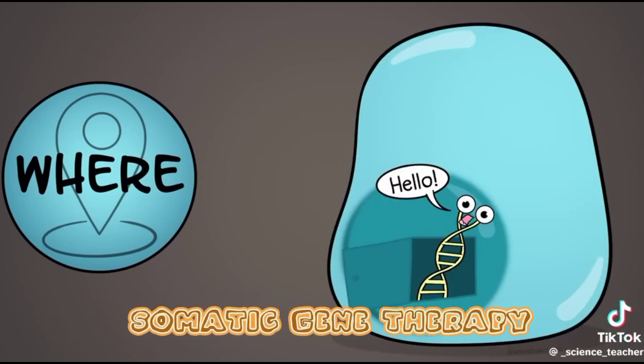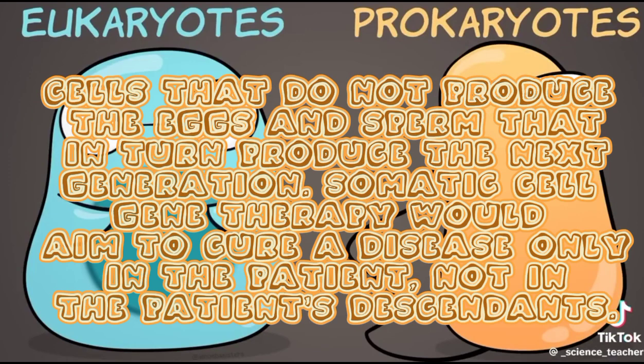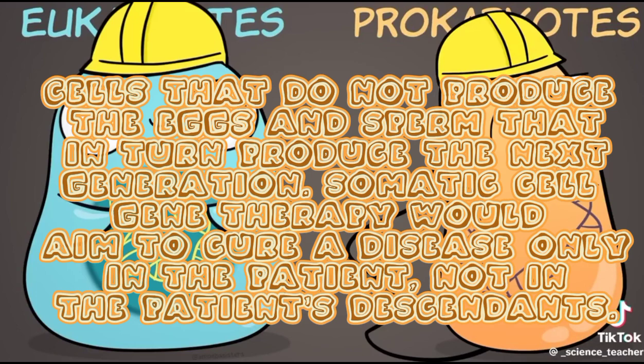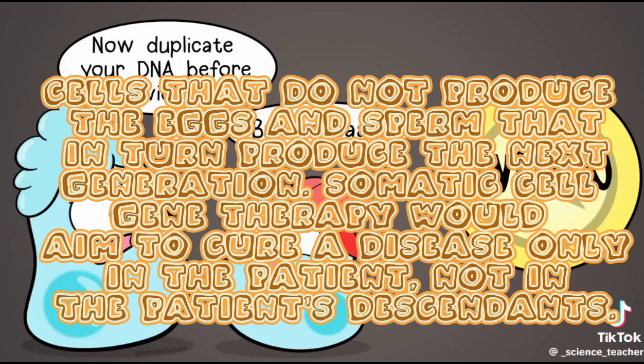Somatic cell gene therapy involves the placement of a human gene into the living person's somatic cells, cells that do not reproduce, unlike the eggs and sperm that in turn produce the next generation. Somatic cell gene therapy would aim to cure disease only in the patient, not in the patient's descendants.